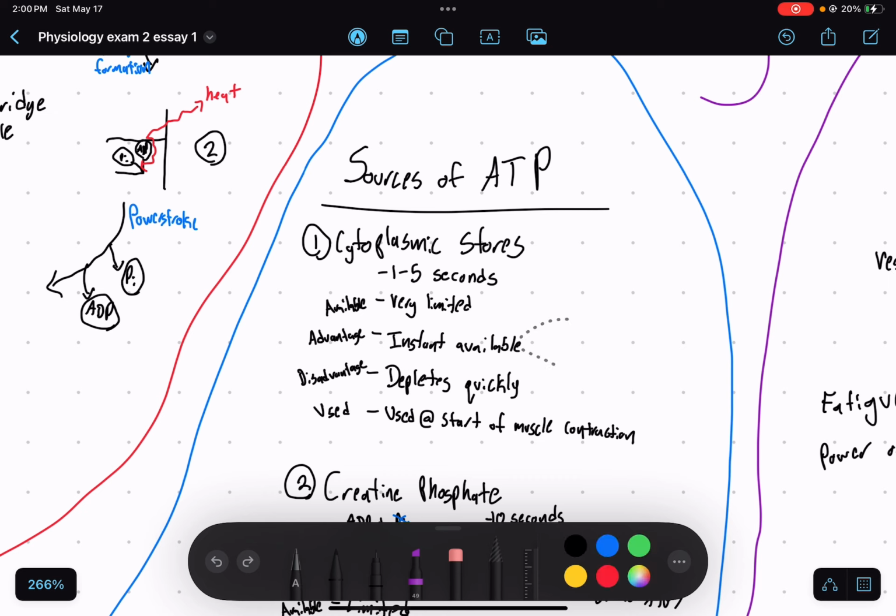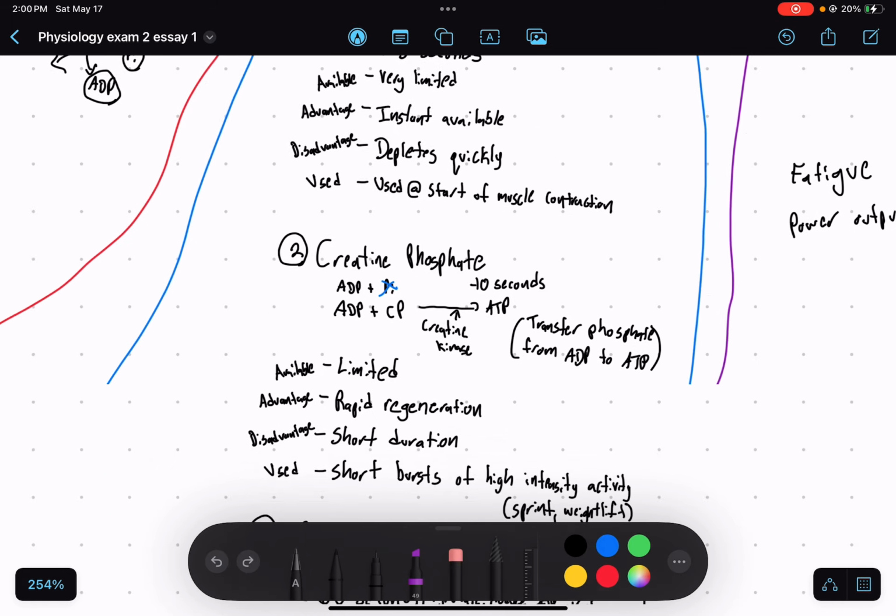But yeah, as you can see here, as I drew out there, its availability is limited, so that means you can run out pretty quick, which is part of the reason why it only lasts 1 to 5 seconds. So it's very convenient, but it also isn't a long-term process that you want to keep using over and over again, because you won't be able to keep it up. And this is used at the start of a muscle contraction.